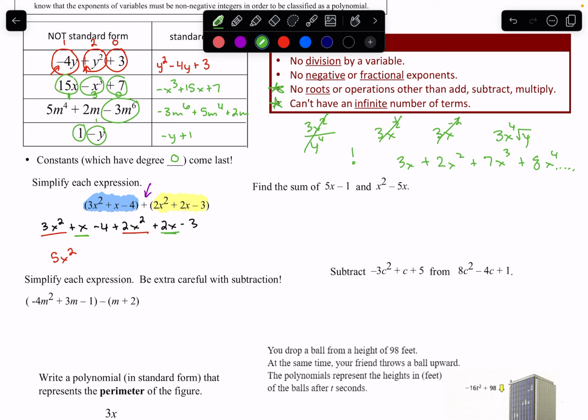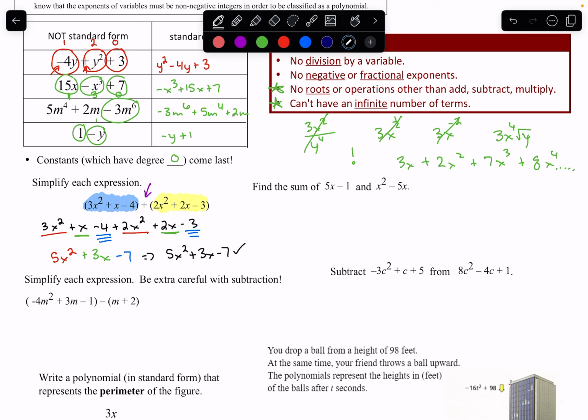Those can add together and become plus 3x. And then last, I look at constants. I look at numbers that don't have an exponent. So this -4, this -3, those go together and become -7. So my simplified expression is just 5x squared plus 3x minus 7. Nothing else can add together because they're not like terms.